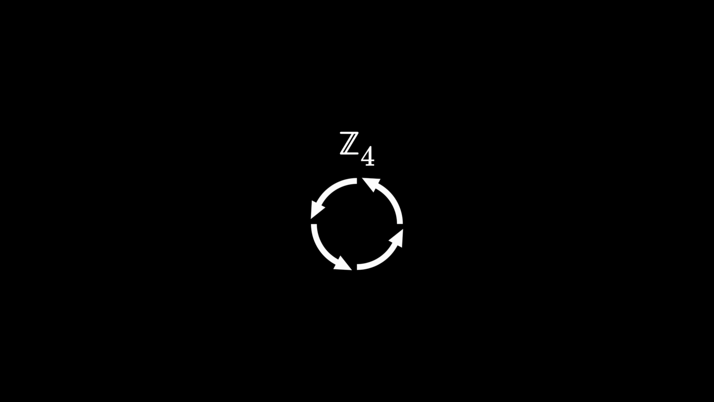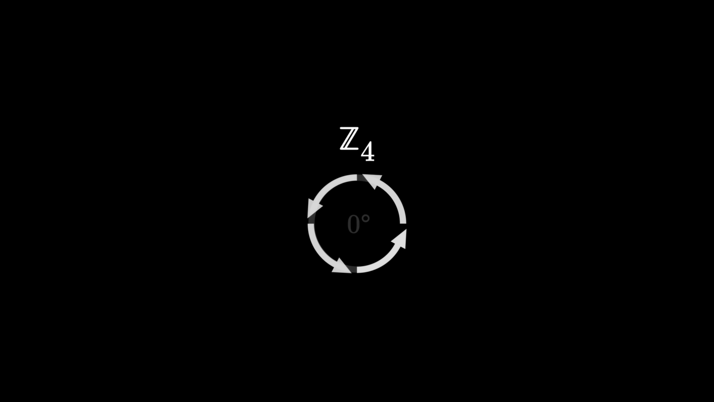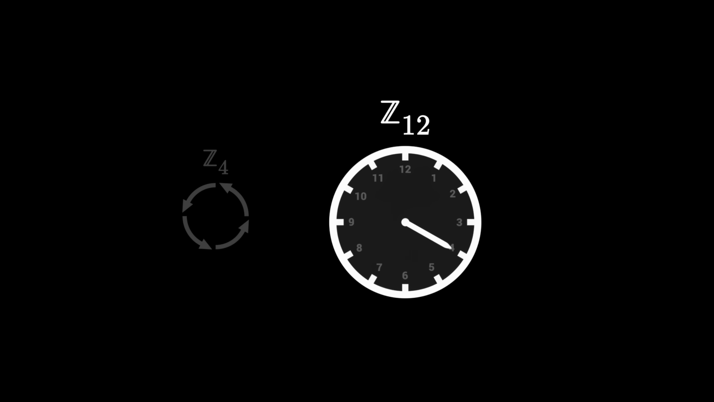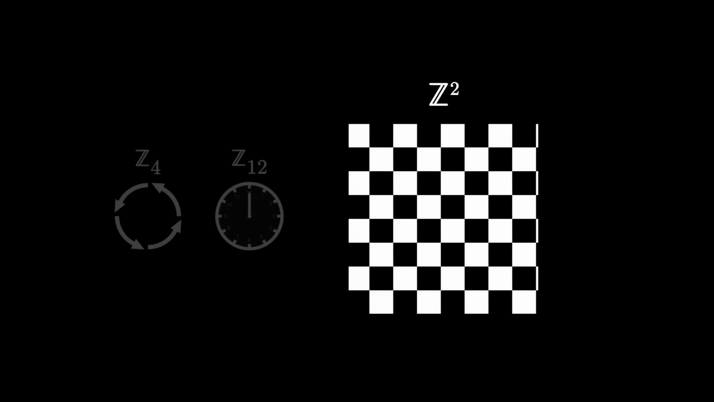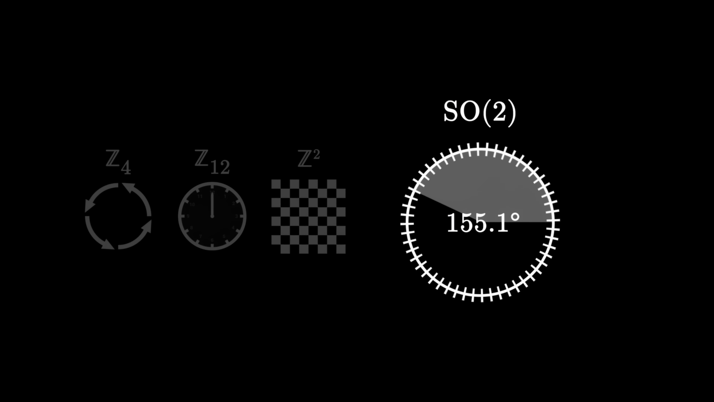This particular group, made up of four rotations, is called by mathematicians Z4. Which simply means that it is generated by an operation which cancels itself when applied 4 times in a row. Of course, this is just one example of a group among many. The hours on a clock are described by Z12, since this group returns to the starting point after 12 rotations. There are also infinite groups like Z squared, which contains all displacements of this checkerboard, and even continuous groups like that of all rotations between 0 and 360 degrees.